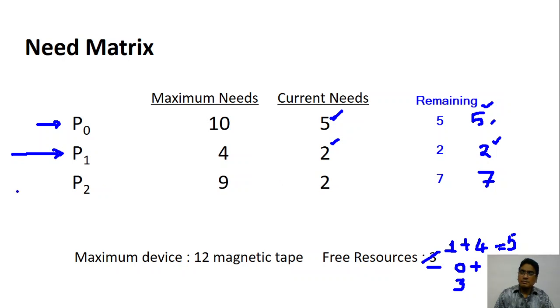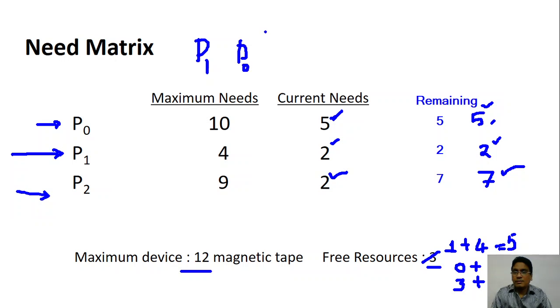Okay. You ask P2 to complete. P2 will complete it. And once it completes, how many resources are you going to get? First you gave 2, then you gave 7. So you are going to get 9 back. So add all of them. 9 plus 3 will be 12. Remember, once you complete it, you must get the same number of resources. So what is the sequence? You completed P1 first, then you completed P0, then you completed P2. This is the safe sequence.